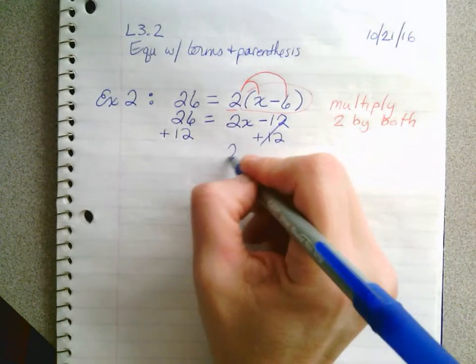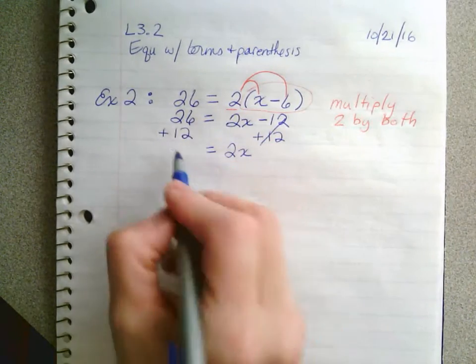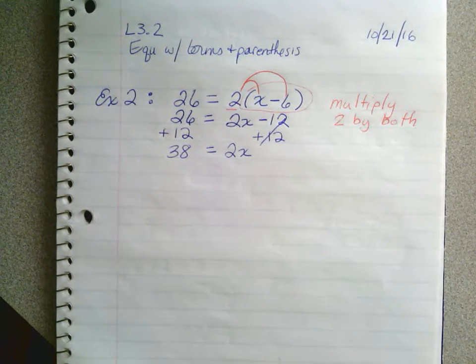These cancel out, leaving me with 2x equaling the sum of 26 and 12. 38. What do I do now, Mr. Stu?